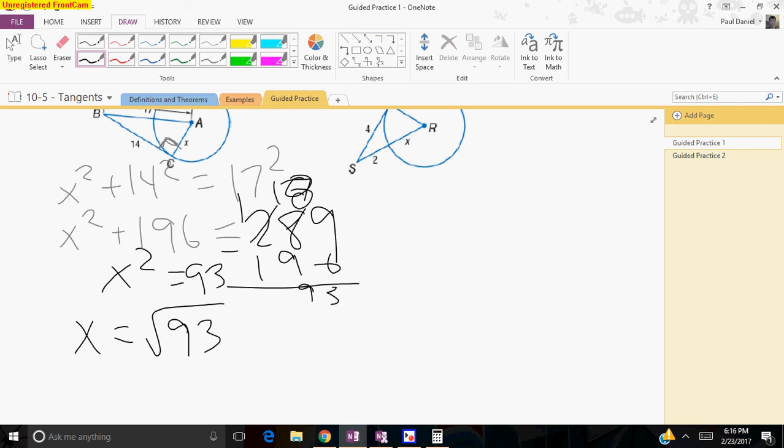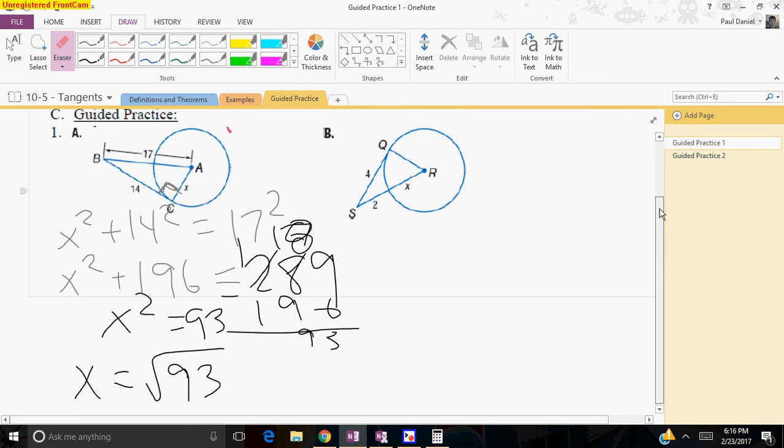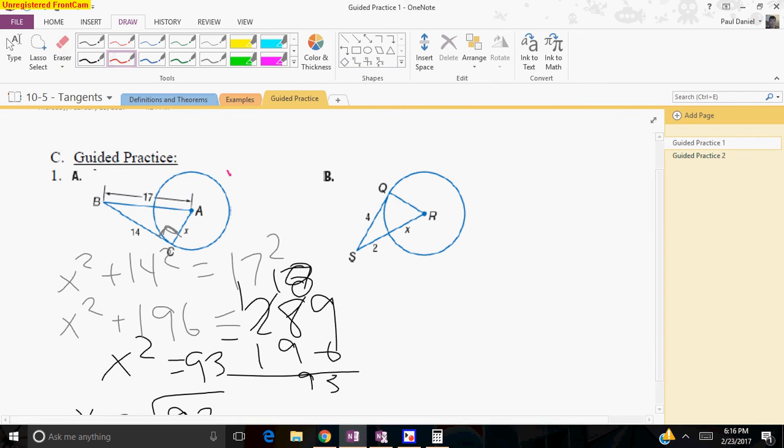Alright, so that's pretty good for that one. Hopefully that was where you headed for this one. It's okay that our answer is a square root. We're just going to leave it like that unless they tell me to round, okay? So I'm going to leave it like that as the good mathematical answer.